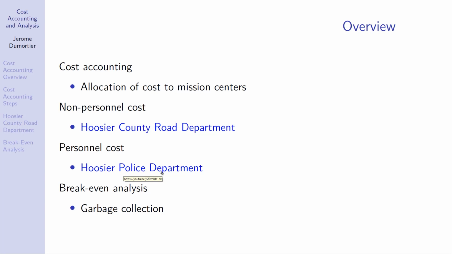At the end of this lecture, we are also going to talk about the break-even analysis, and we are going to use the example of garbage collection.